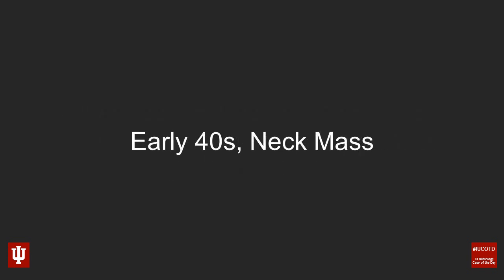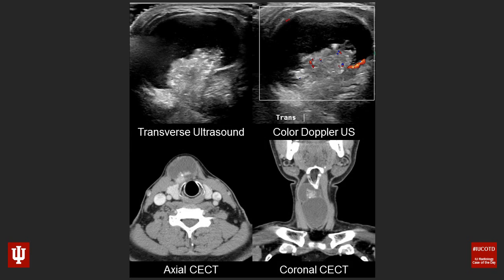So the history of this patient, they were an early 40-year-old man that had a neck mass. So I've got 4 images for you to take a look at. The top left is a transverse grayscale ultrasound. The top right is a transverse color Doppler ultrasound of the same location. Bottom left is an axial contrast enhanced CT. And the bottom right is a coronal contrast enhanced CT.